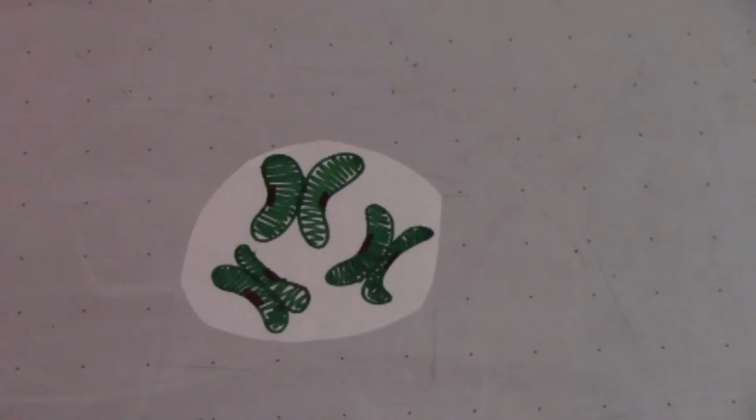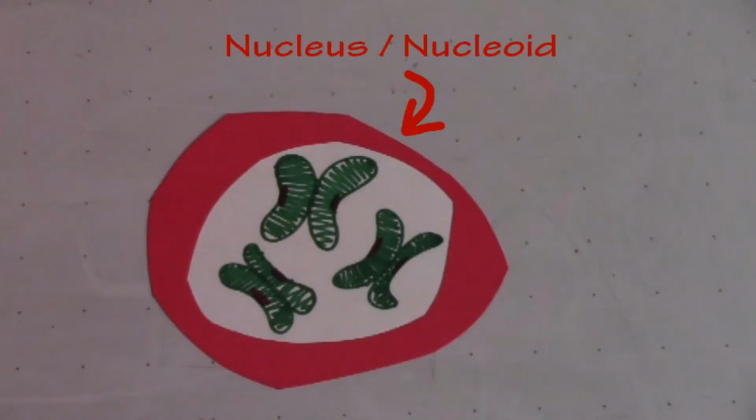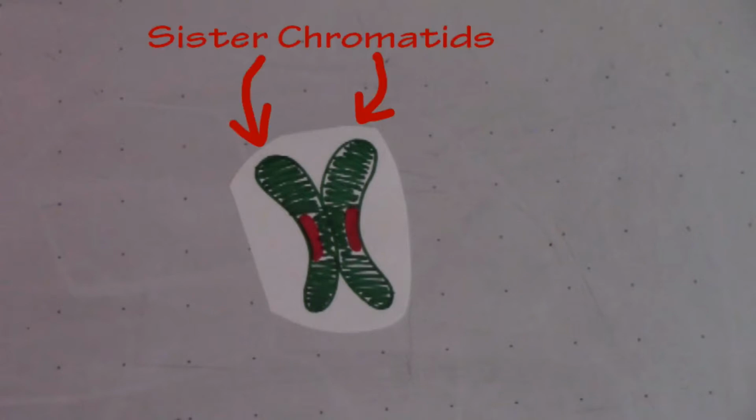There we go. Chromatin winds around and creates chromosomes. This is the genetic package for all cells, located inside the nucleus or nucleoid. When the chromosomes duplicate, they are still considered one chromosome, just composed of two identical sister chromatids.